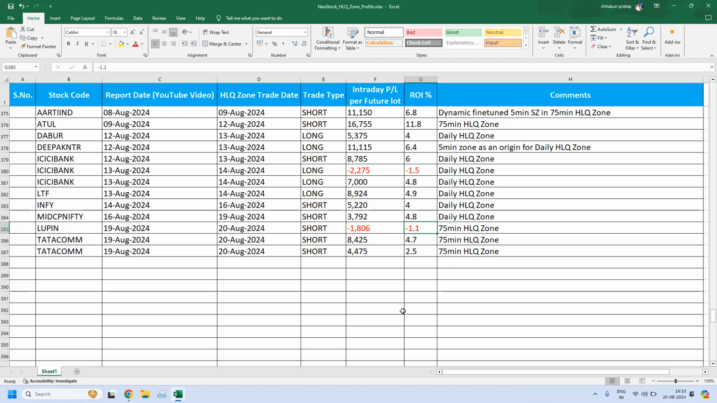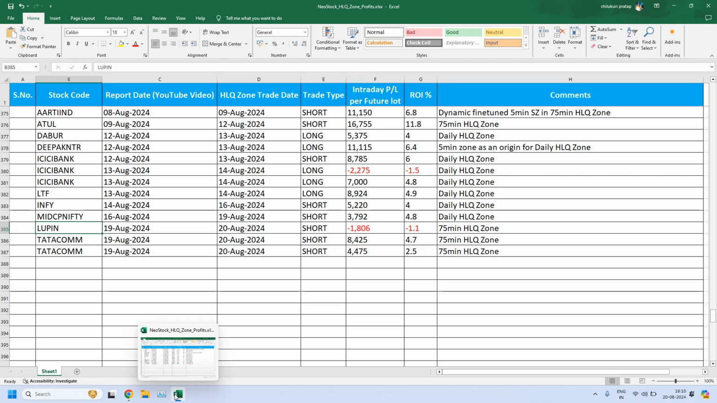Maximum we can expect up to 2% loss. So it is within your accepted maximum loss. So it's a valid loss. So those who have taken a trade in Lupin today, your order would have been stopped out.